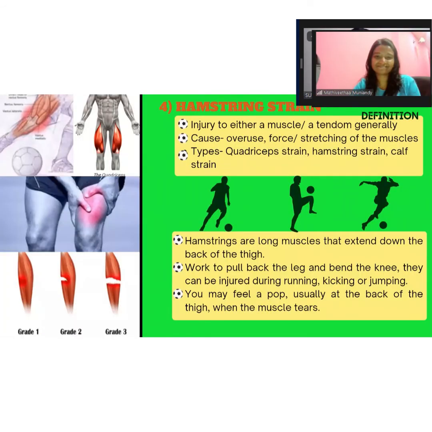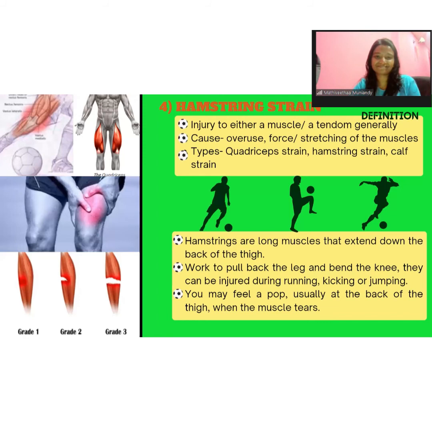Thank you, Sudha. The next common injury is hamstring strain. Human beings can strain any muscle in the body. A strain is an injury to either a muscle or tendon, generally. This injury occurs due to overuse, force or stretching of the muscle or the tendon in the body.